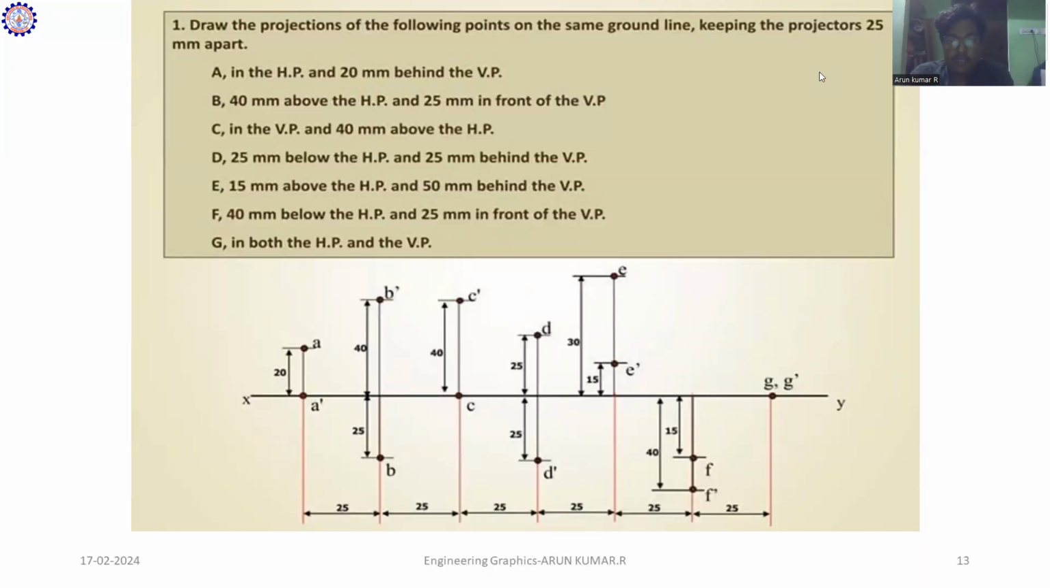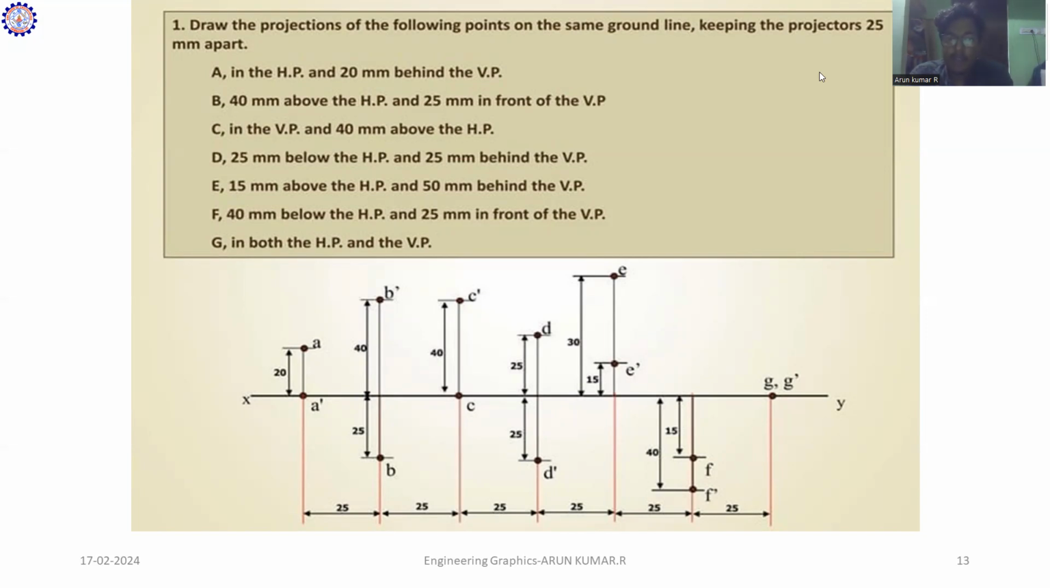So keep the projections 25 apart. That is for easy understanding and neatness for the given value. Let's consider that I draw the points A, B, C, D, E, F, G. On the same ground means the same reference line. The distance between A and B, and B and C, is similar, maintaining the value of 25. That is the question given in the first problem.